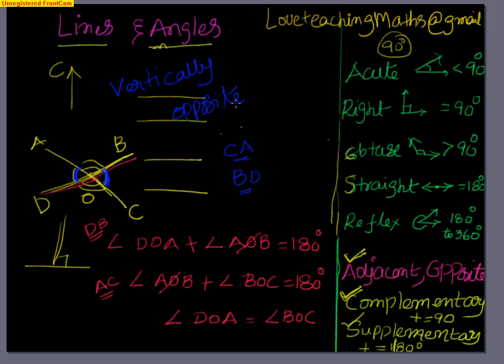I think we are running short of time. We'll cover it in the next video. We'll see some examples with respect to vertically opposite angles, and we will also cover what happens when a transversal intersects two parallel lines. What is the relation between angles in that particular scenario?